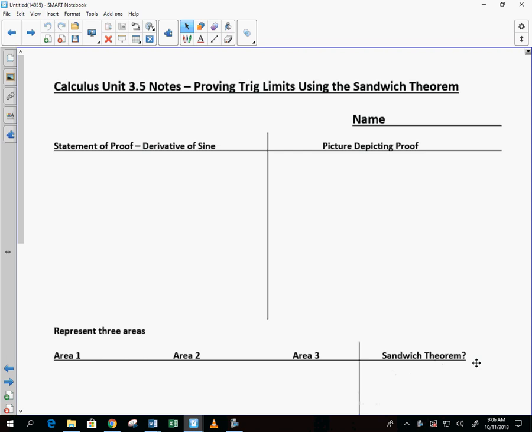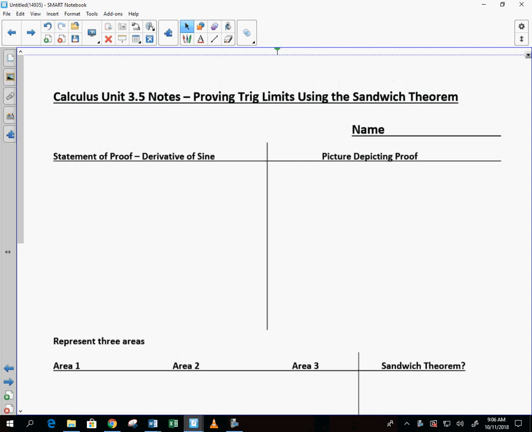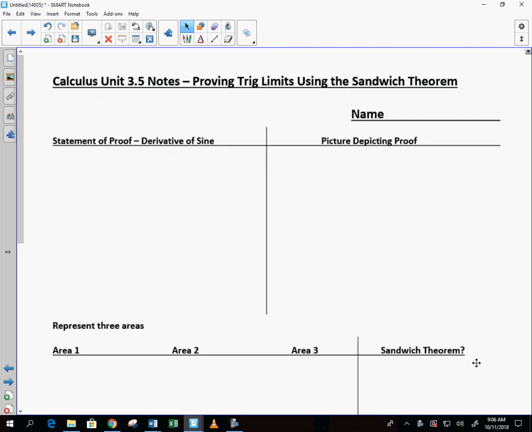We want to find the derivative of sine. What is the derivative of sine? That's the big idea today. The limit as h approaches 0 of f of x plus h minus f of x all over h.